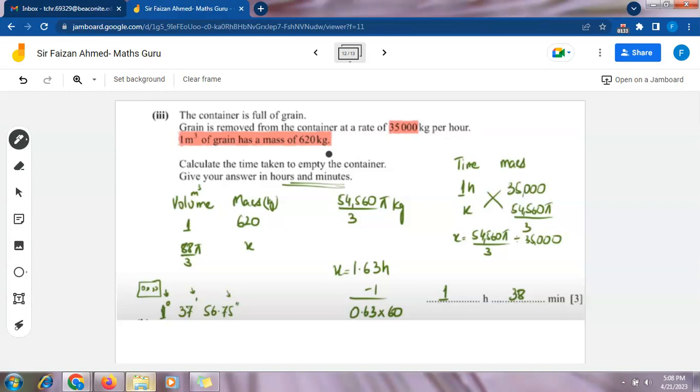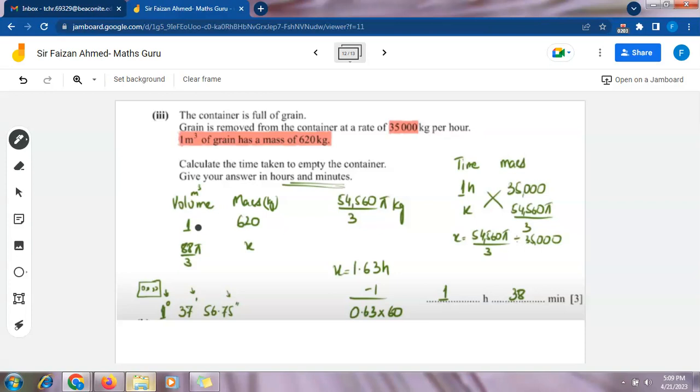We know the total volume of the container, but we do not know the mass. So we will use this condition: 1 meter cube of grain has a mass of 620 kg. Since we know the volume of the container, we will use this condition to find out how much mass of grain we have. I am using the same old method, writing two headings. The first one is volume, in meter cube, and the second one is mass, in kilograms.